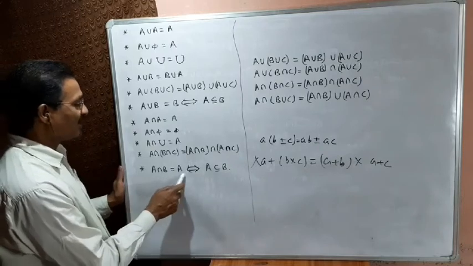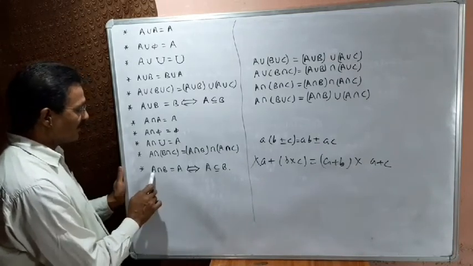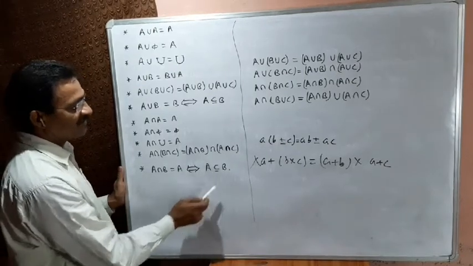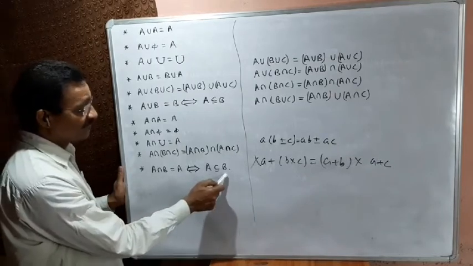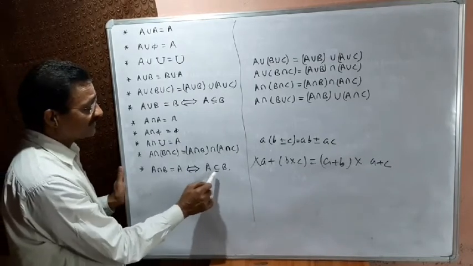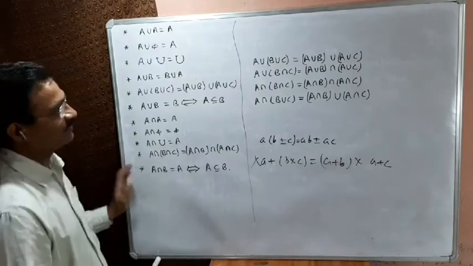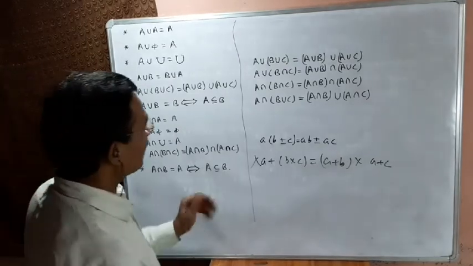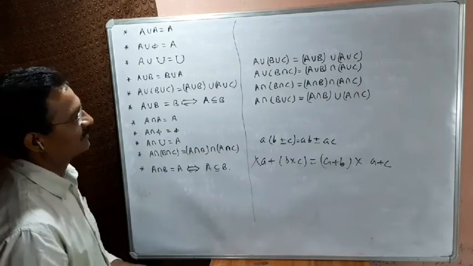A intersection B equals A. If A intersection B equals A, it means all the elements of A are also elements of B, which in return implies A is a subset of B. In reverse, this will also imply this. If A is a subset of B, then if we find A intersection B, that set will be A, because all elements of A are common with B. On the right side I have written a result. In this result there are four results.